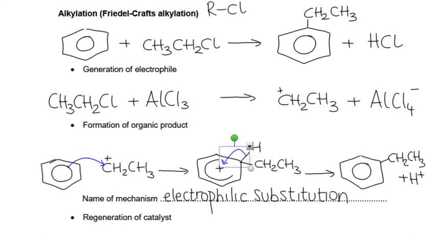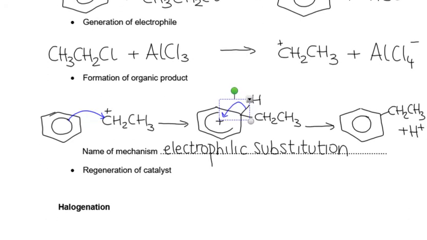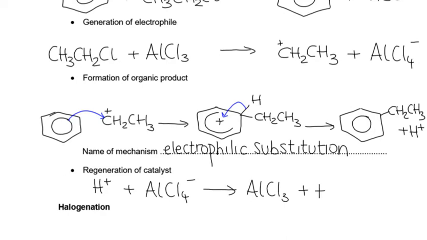So there you go, did you get that? And then can you regenerate the catalyst? The H plus that's been generated in that middle step reacts with the AlCl4 minus to give us the AlCl3 back, the catalyst back, and HCl.